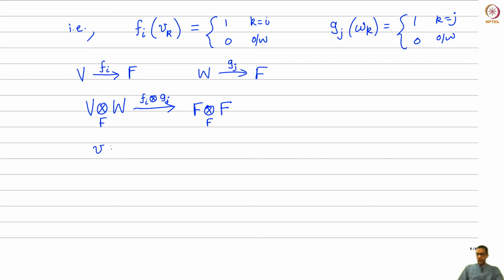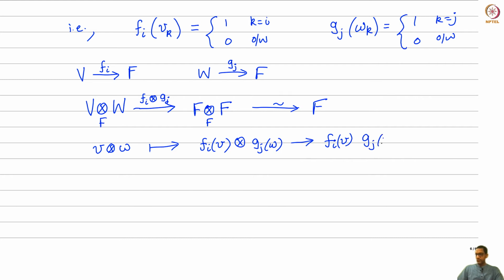Okay, now what does this map do? Recall, it takes a simple tensor of the form v tensor w and maps it to fi of v tensor gj of w. But now recall, we have just now done this. The previous problem says that F tensor F is actually just F. And what was that map? It was just a product map. So this is fi of v into gj of w. Okay, good. Now what does this mean? It says that I have a map from V tensor W to F, which just takes v tensor w and maps it to fi(v) times gj(w). So there exists a well-defined map.